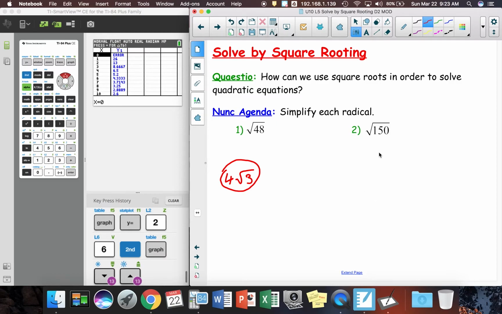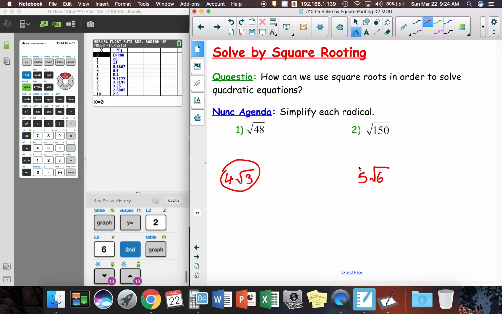And for this one, it would be 5 radical 6. I think that's right.